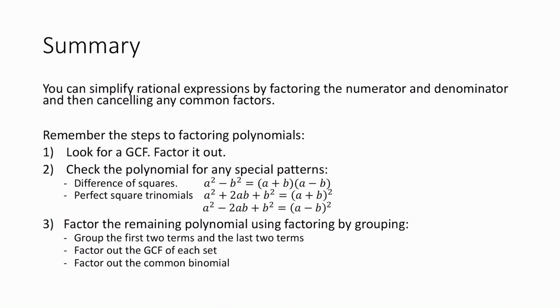So in summary, you can simplify rational expressions by factoring the numerator and denominator and then canceling any common factors. We're going to see this a little bit more throughout the lessons in this unit. Remember, these are the steps to factoring polynomials. You're going to look for a GCF, check for special patterns, and then factor the remaining polynomial using factoring by grouping.